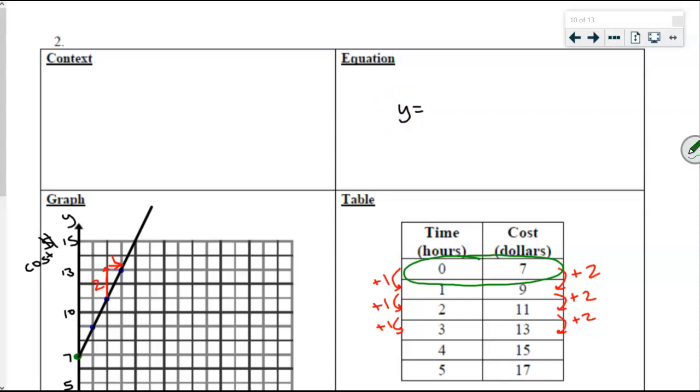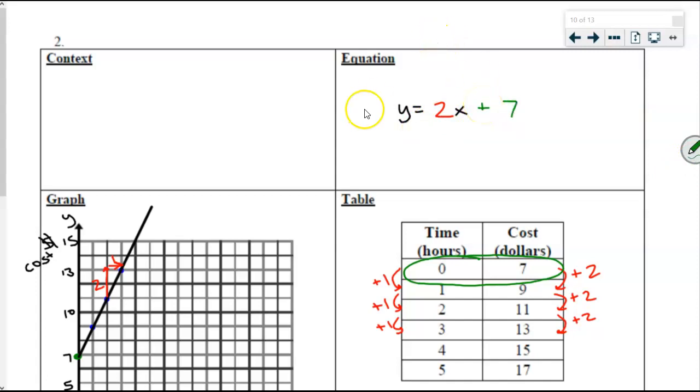Oh, it's not 7x plus 2. Where's the 7? 7 is how much I have to pay no matter what. The 7 isn't changing. It's the 2 that's changing. Ariel, give it a try. Yeah, 2x plus 7. Each time the x value changes, that means that the y value is changing by 2. But no matter what, we still have to pay that extra $7.